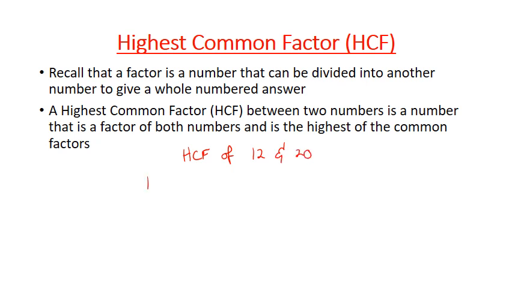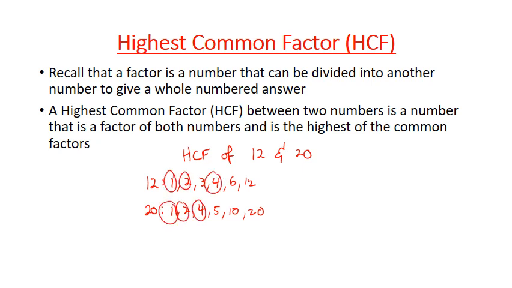Well, first of all, I'm going to write my factors of 12. I've got 1, 2, 3, 4, 6, and 12. My factors of 20, I'm going to write 1, 2, 4, 5, 10, and 20. Now, I'm going to circle the common ones. So we've got 1, 2, and 4 are the common factors. And obviously the highest of those is 4. So my highest common factor is going to be 4. Okay, because that's the highest number of all the common factors between those two numbers.